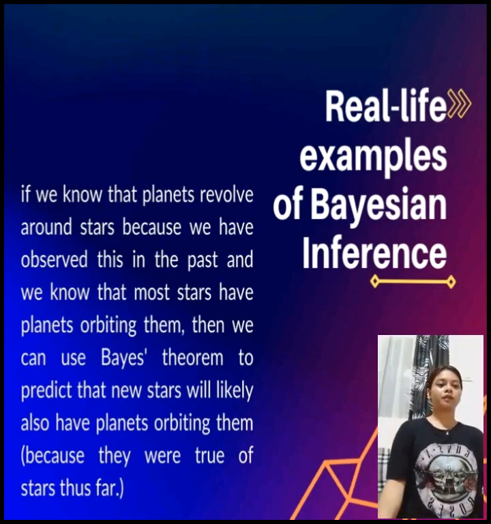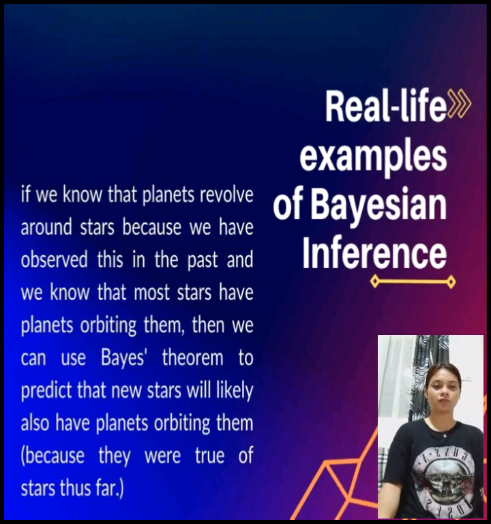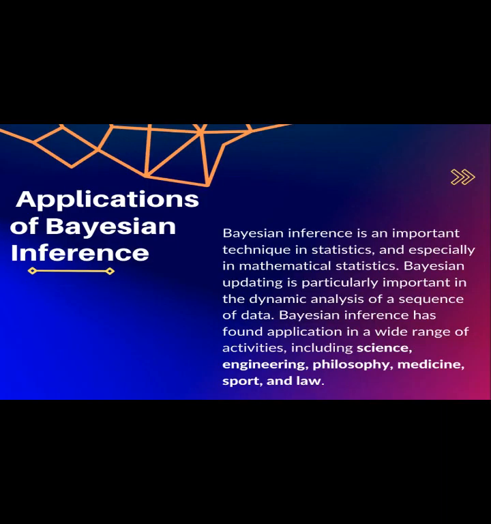Real-life example of Bayesian inference. If we know that planets revolve around the star because we have observed this in the past, and we know that most stars have planets orbiting them, then we can use Bayes' theorem to predict that new stars will likely also have planets orbiting them because they were true of stars thus far.